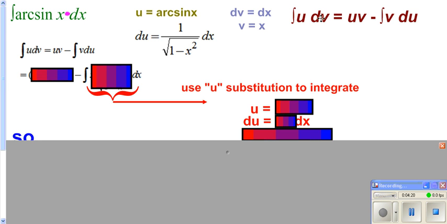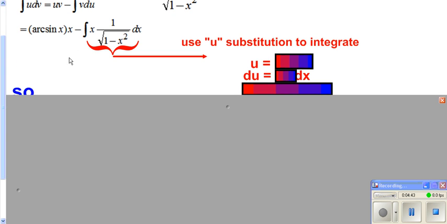So we'll take your u times your v. Your u is your arcsine. Your v is your x. So that's what we have. Then you got to go minus your v, which once again is your x, so we're just plugging stuff in. Then you got to go your du. Well, your du is just this big ugly mess right here. So we have an x arcsine of x, minus this integral.